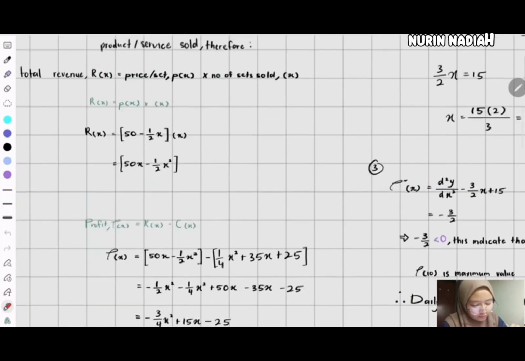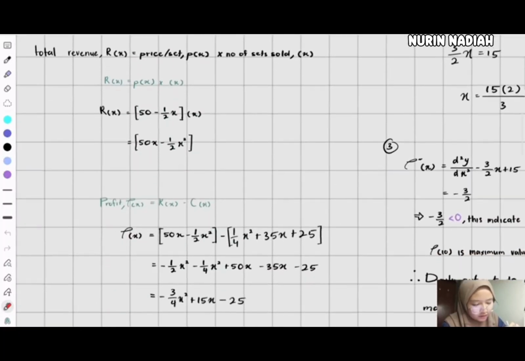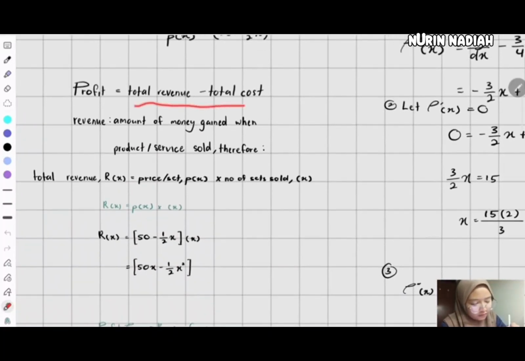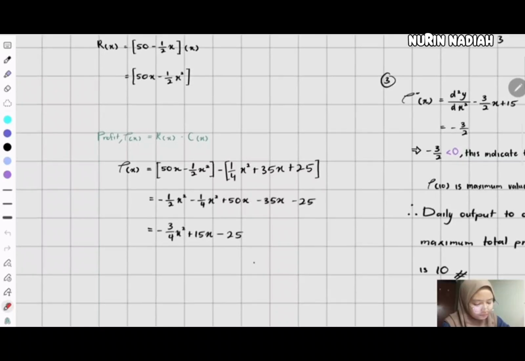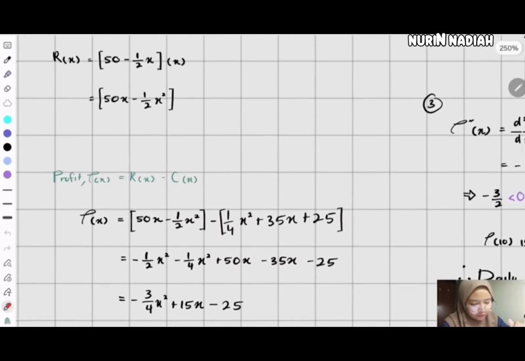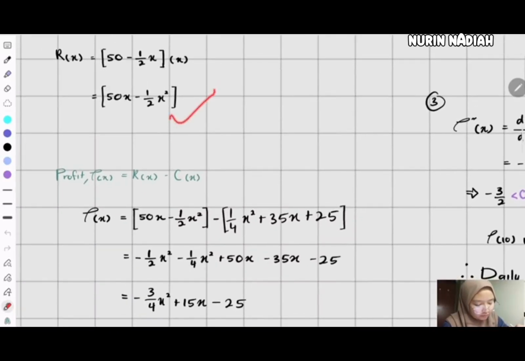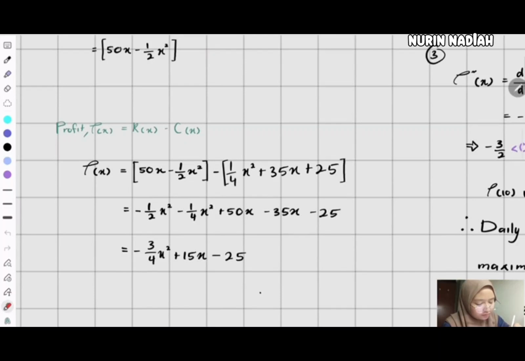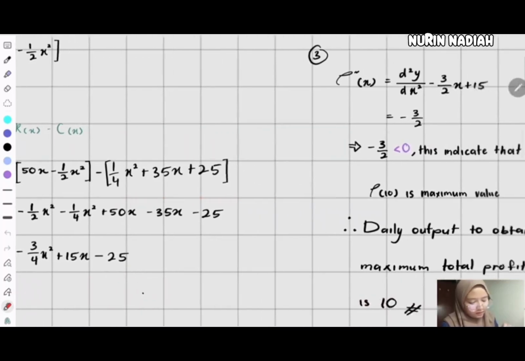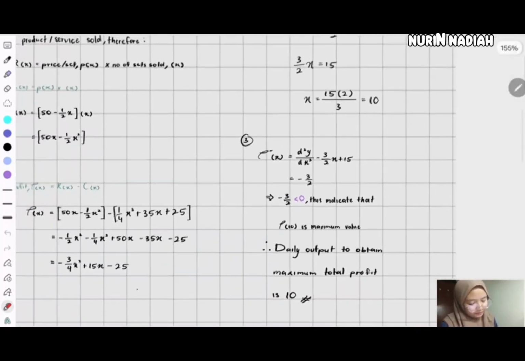So, we go back to how we get profit, which is total revenue minus total cost. From the revenue value that we get, we will subtract the total cost. So we get minus 3/4 x squared plus 15x minus 25.